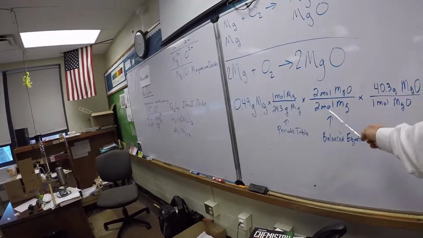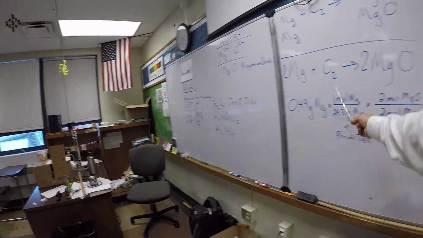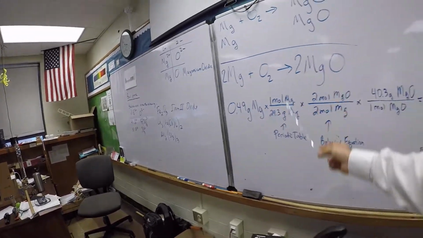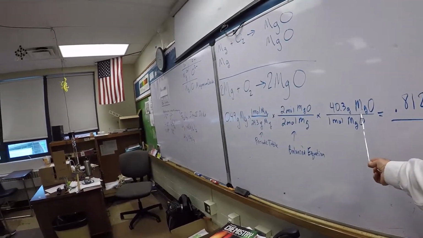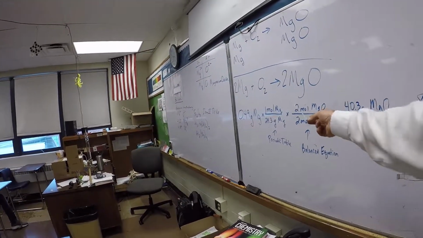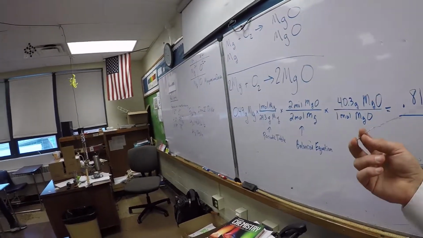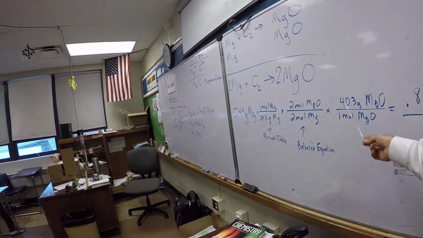Then I go to my balanced equation. For every 2 magnesiums that I use, I'm going to make 2 magnesium oxides. Then I go to the periodic table and I add magnesium, 24.3, plus oxygen, 16. 16 and 24 is around 40.